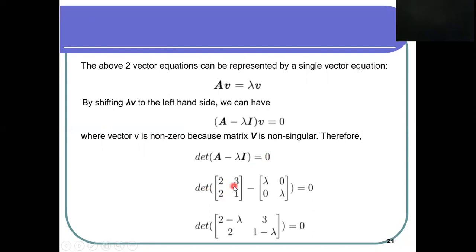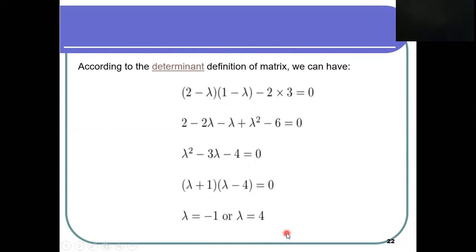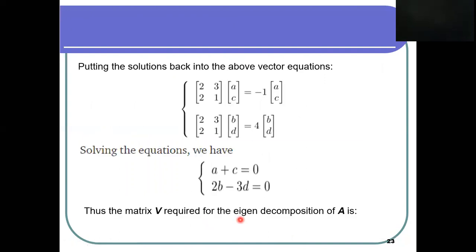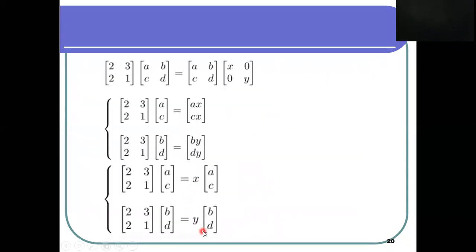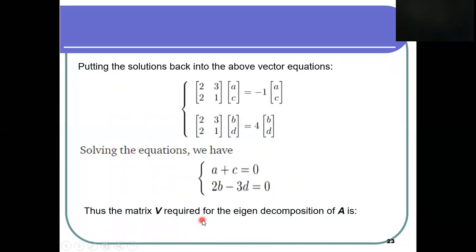That is the determinant where lambda is multiplied with the 2 by 2 identity matrix. If you subtract it, take its determinant and put it equal to 0, you will get two eigenvalues, lambda 1 equal to minus 1 and lambda 2 equal to 4. If you put these two eigenvalues, minus 1 and 4, in this equation, your problem is transformed into finding the unknown values of a and b.